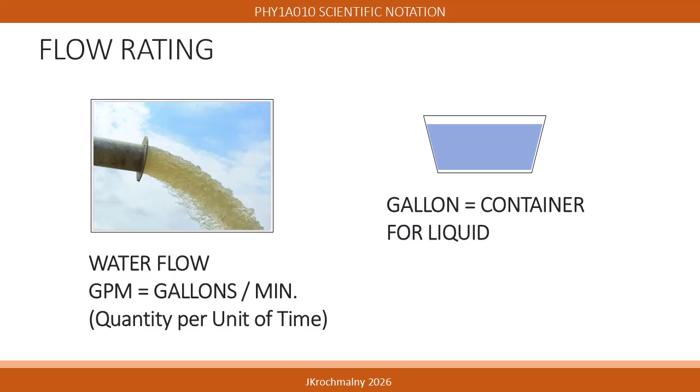When we consider flow rates of water, we may think of GPM, which stands for gallons per minute. The GPM term measures one value involving two conditions: quantity in terms of gallons and time in terms of minutes. Looking at gallons, we can consider it as being a container for liquids.